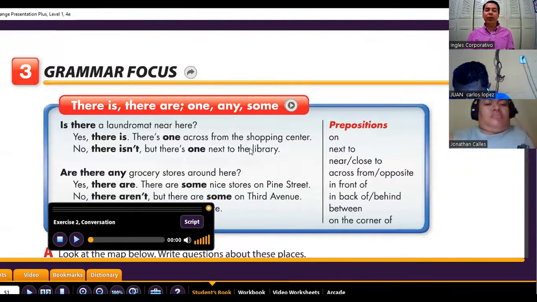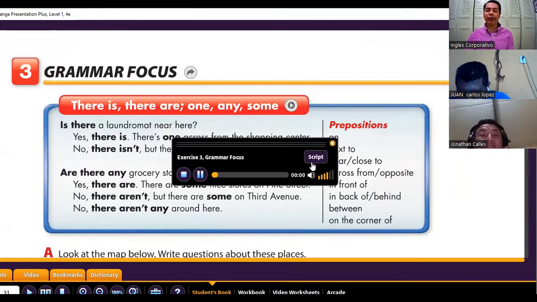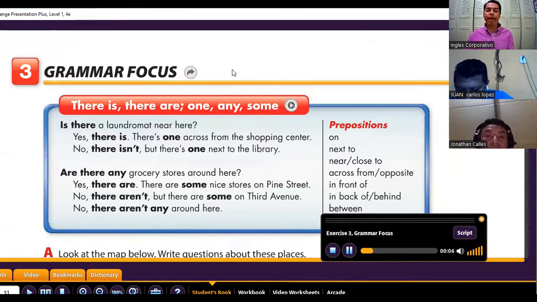There are one, any, when it's negative, right? Any. And some when it's affirmative. Please listen. Page 51, exercise 3, grammar focus. There is, there are. One, any, some.